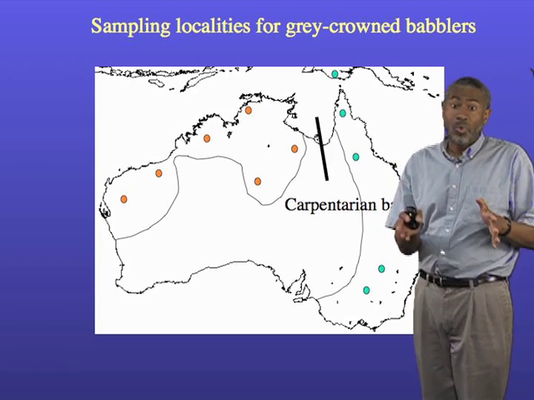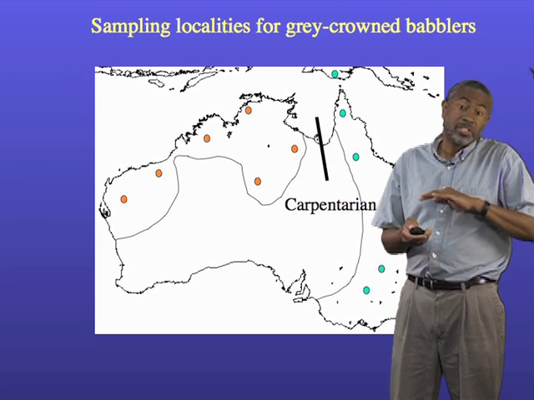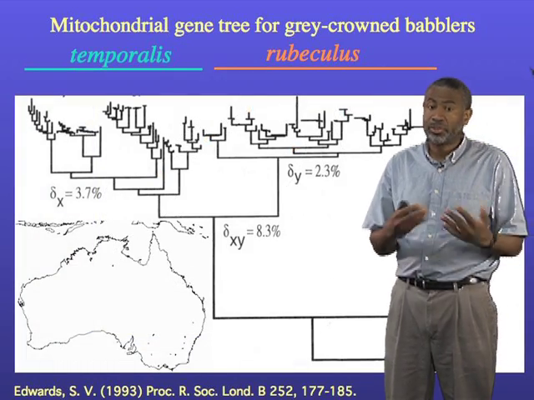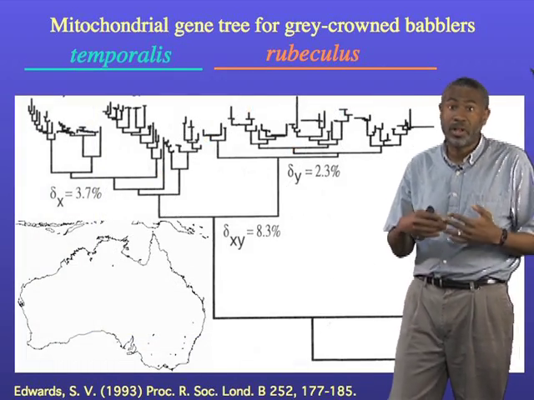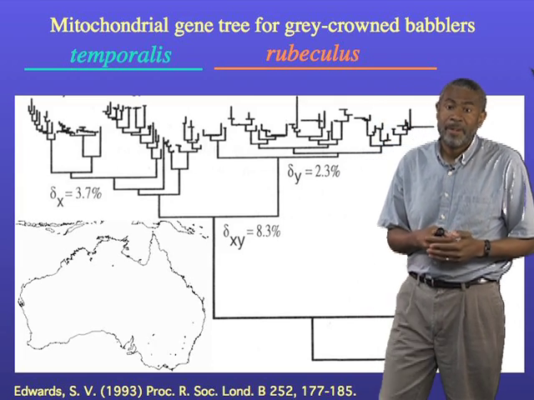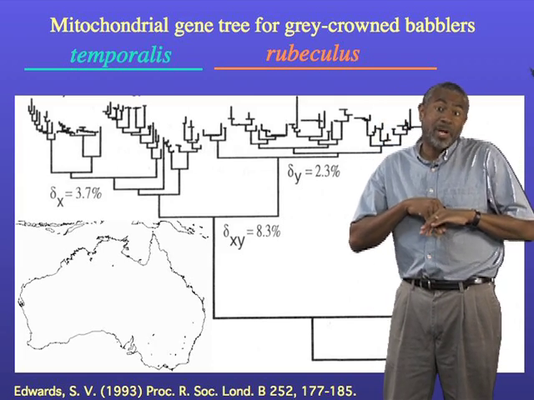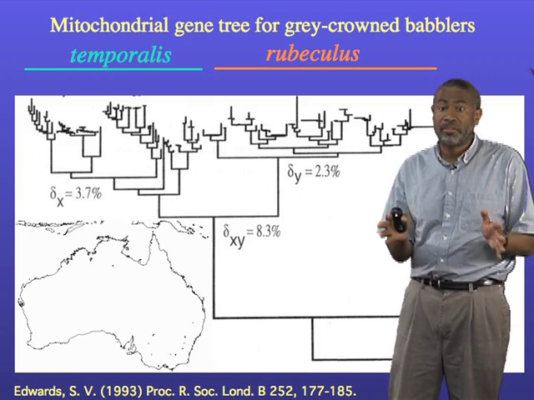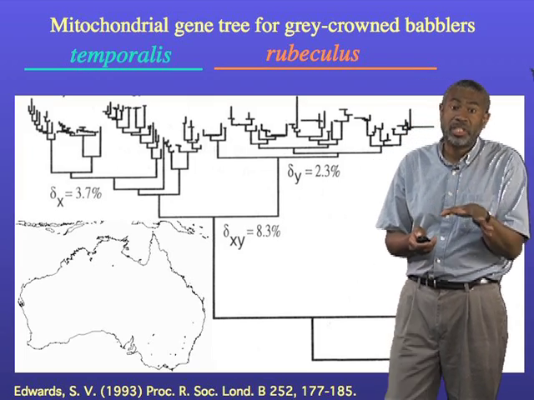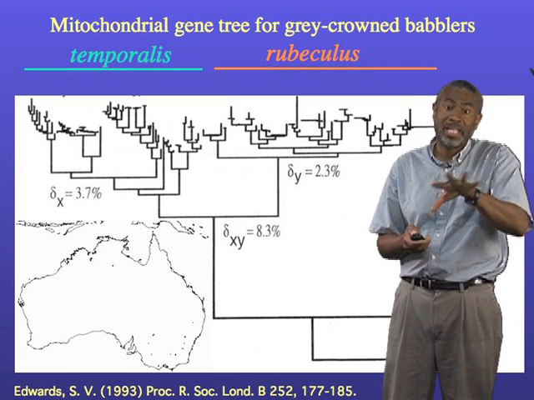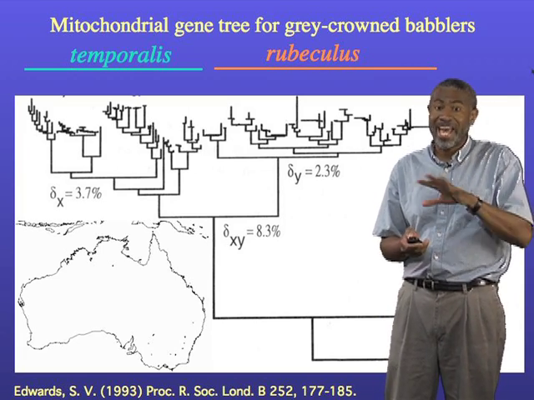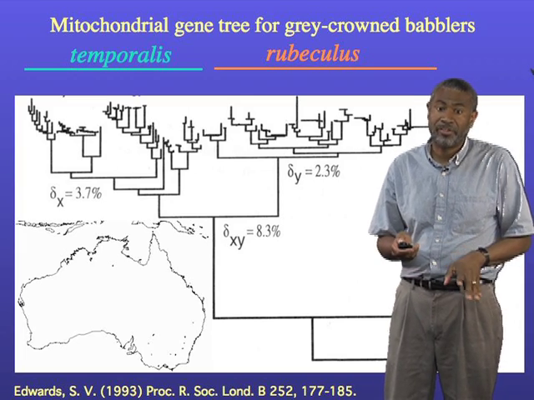So we sampled widely, and just to fast forward, I can show you some of the results of a survey of a molecule called mitochondrial DNA. We mentioned this in lecture 1, where we made a comprehensive gene tree for all these different populations. And as we course through this gene tree, you can see how the populations are related to different geographic areas of Australia. This is really the essence of phylogeography.